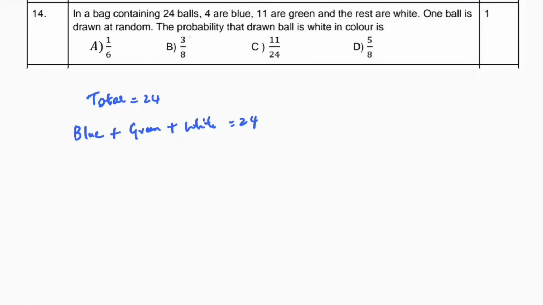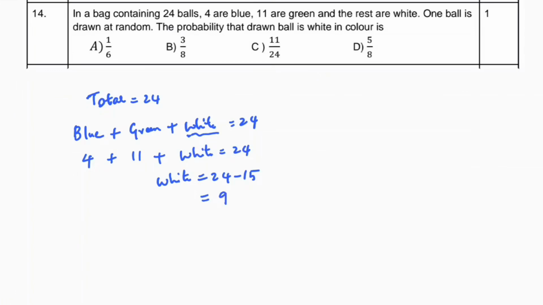One ball is drawn at random. The probability that the drawn ball is white. So I'm finding the number of white balls here. See, blue balls they gave 4, green are 11. So the number of white balls, I'll get it clearly from it. 4 plus 11, 15. So number of white balls is 24 minus 15, which is nothing but 9.